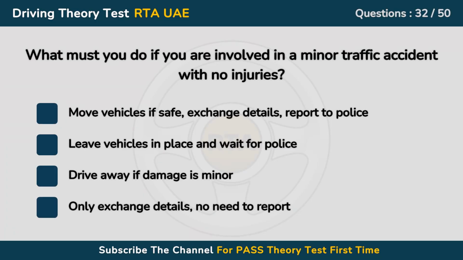Question 32. What must you do if you are involved in a minor traffic accident with no injuries? A. Move vehicles if safe, exchange details, report to police. B. Leave vehicles in place and wait for police. C. Drive away if damage is minor. D. Only exchange details, no need to report.